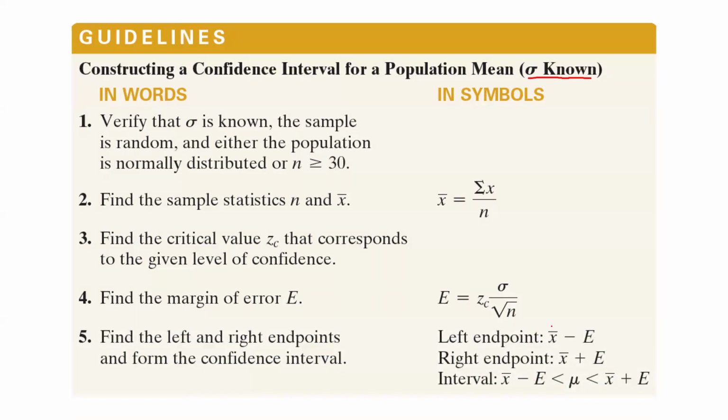The left endpoint is x bar, which is the point estimate, minus the error. Right endpoint is x bar, which is the point estimate, plus the error. Then you're going to say that the population mean, or mu, is bounded between x bar minus e and x bar plus e. So let us go back to our example.